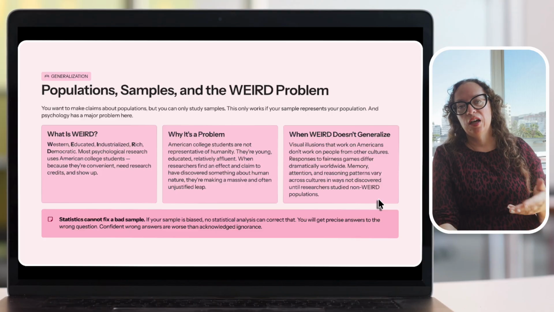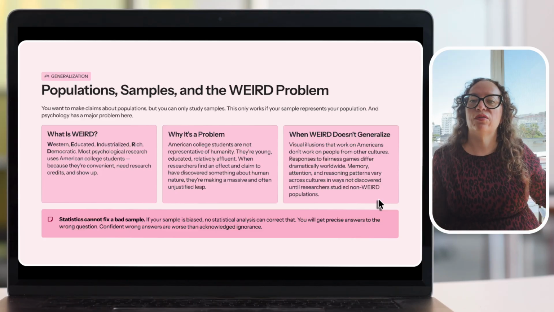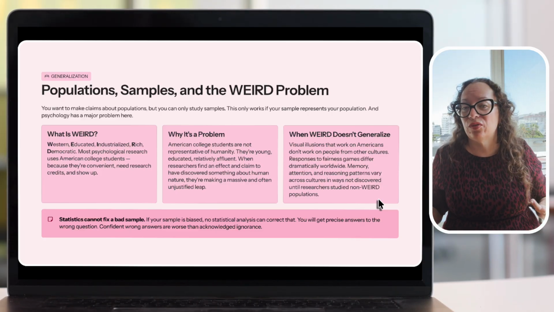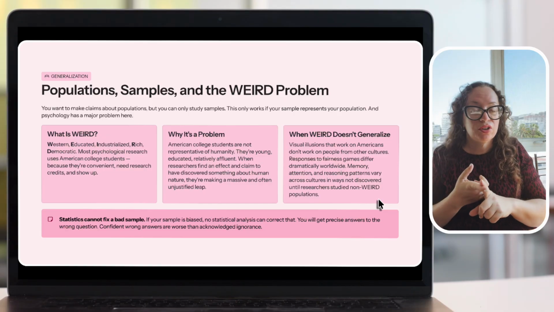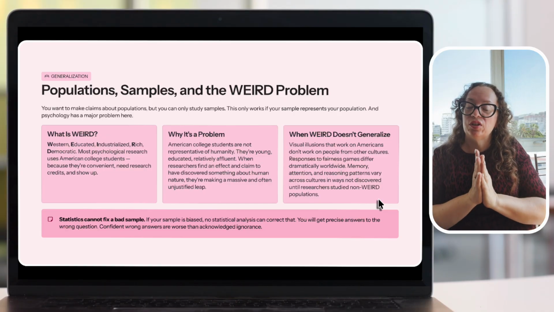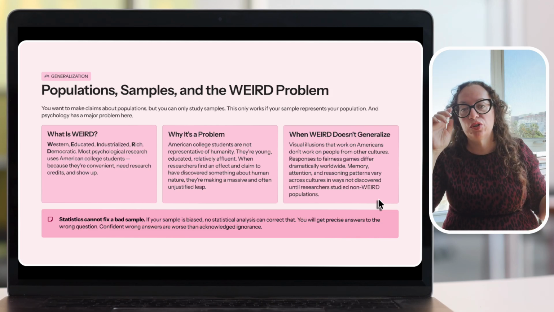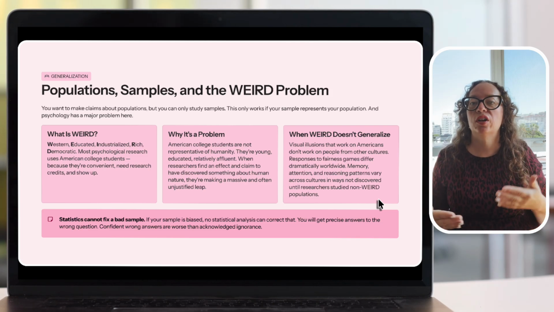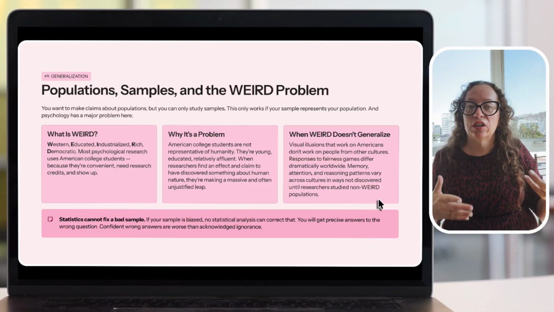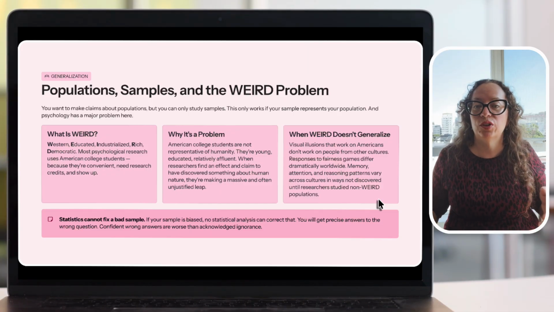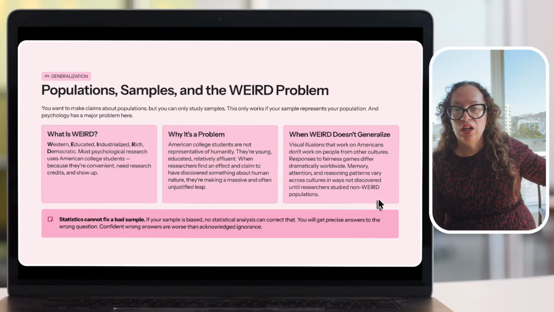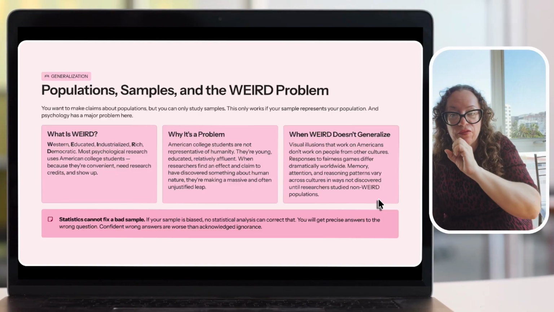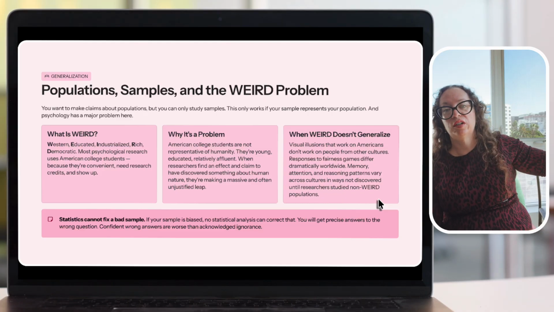But the problem is American college students are not representative of the entire globe. They're not even representative of all Americans, right? They're young, educated, relatively affluent at a particular life stage, and they're certainly not representative of all humans. So most humans are not Western. Most are not college educated. Most don't live in industrialized, rich, democratic societies with iPhones and cars or whatever. So when researchers find an effect in American college students and claim they've discovered something about human nature, they're making a massive leap. They're generalizing from a very narrow sample to all of humanity.